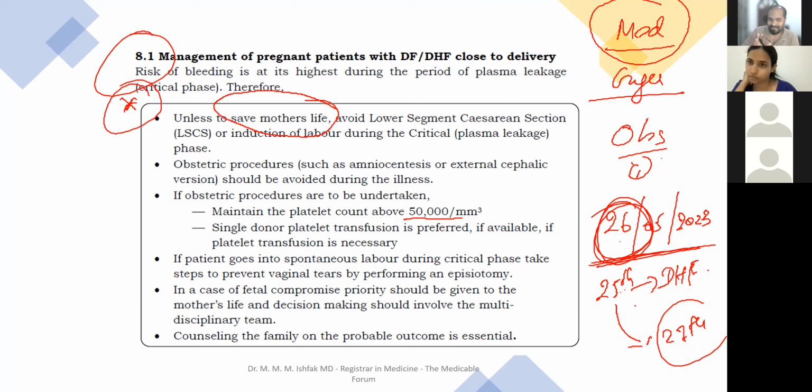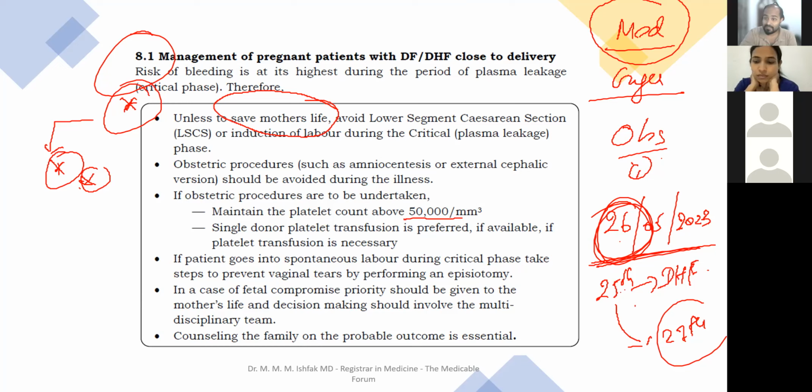I just want you to understand that concept. It's not that we are insensitive to the child, it's just that the mother is very important, because without the mother there won't be a child, and even if the child is born without the mother, life would be difficult, right? So yes, the mother is very important, so we don't compromise the mother's life. In a case of fetal compromise, we give the priority to the mother, not the fetus, right?